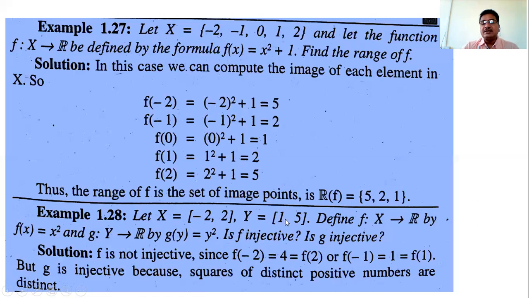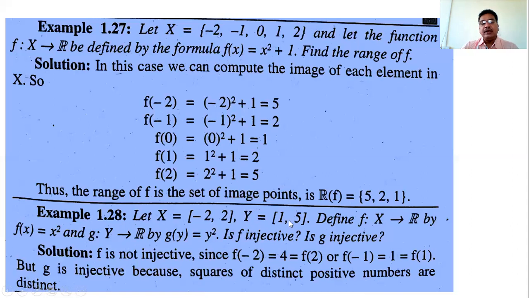What are the integers lying between 1 and 5? 2, 3, 4, and all the numbers. This set also contains 1.1, 1.5, 1.6, 1.7, 1.8, all the elements up to 5. What are the elements of this set Y? 1 and 5 are elements of Y, and all numbers, not just integers, lying between 1 and 5.